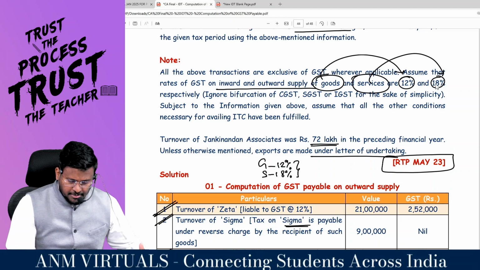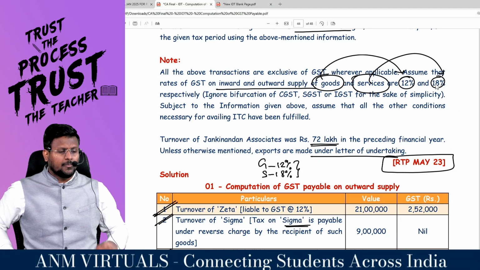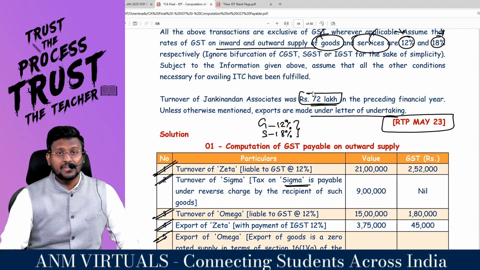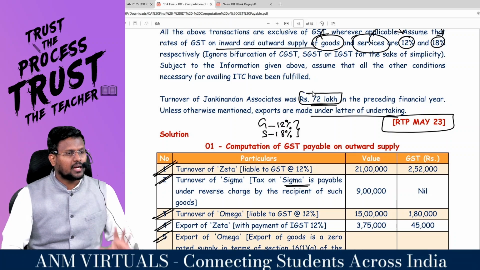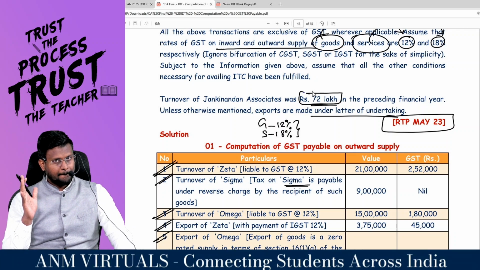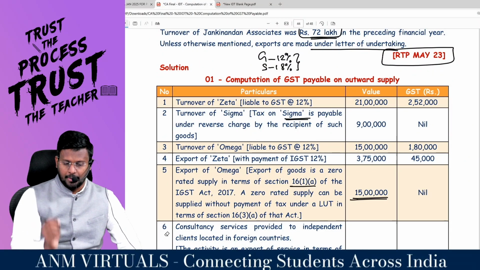For the sake of simplicity, subject to information given above, assume that all the other conditions necessary for availing ITC have been fulfilled. Turnover of J Associates was 72 lakh in the preceding financial year. Unless otherwise mentioned, exports are made under LUT. What a brilliant question according to me. I will explain you one by one. Try to place the things one by one.